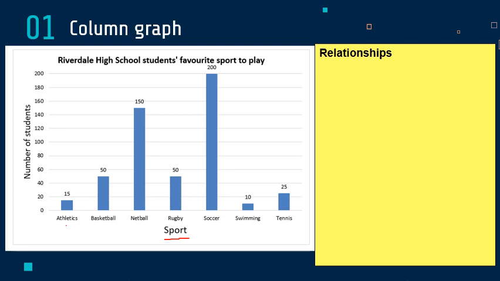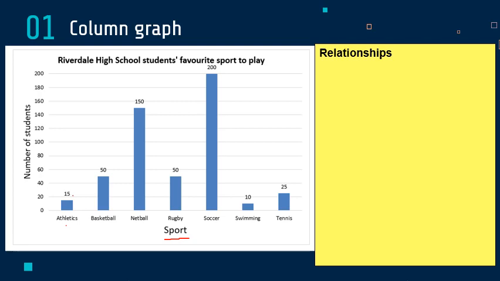Now, I don't really need to use the y-axis so much because I've got these data labels at the end of each of the columns. So for athletics, it's 15, for basketball, it's 50, and so on. But it does show that it's in scale, that each of these are proportional to one another. Okay, so now let's think about some relationships.